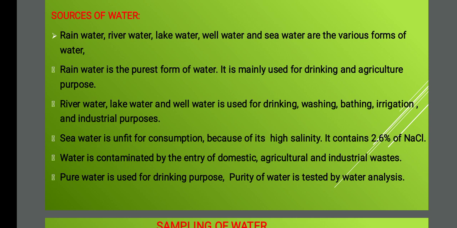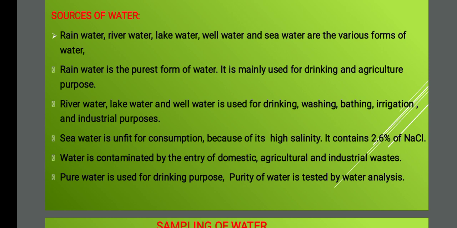In water analysis, the first topic we are going to see is sources of water. எங்கெல்லாம் தண்ணி கிடைக்கும்னா river water, rainwater, well water, lake water and sea water. Rainwater is found to be the purest form, and it is used for two purposes, drinking as well as agriculture purpose. River, lake as well as well water are used for all the other purposes: industrial, drinking, washing, bathing, irrigation. Sea water is not fit for consumption because of its salinity.